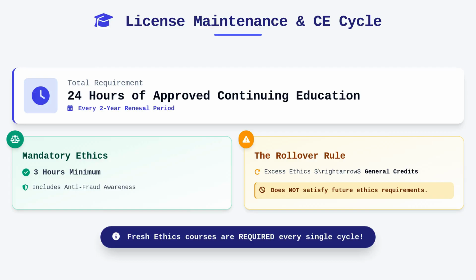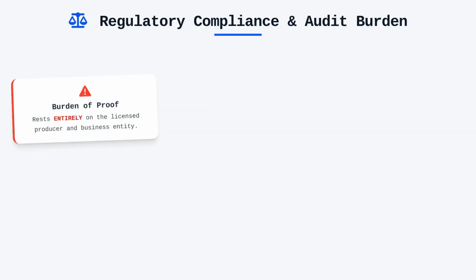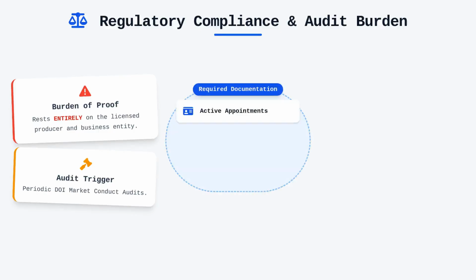During periodic Department of Insurance market conduct audits, the burden of proving legal compliance rests entirely on the licensed producer and the business entity. Licensees are legally required to maintain thorough record-keeping systems that document their authority to act, including active appointments, solicitor agreements, and broker bonds.